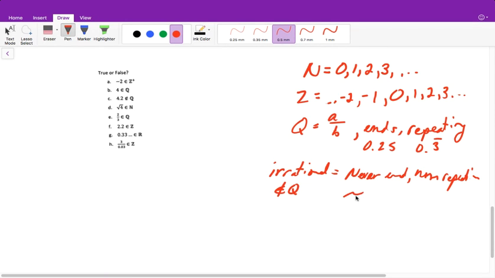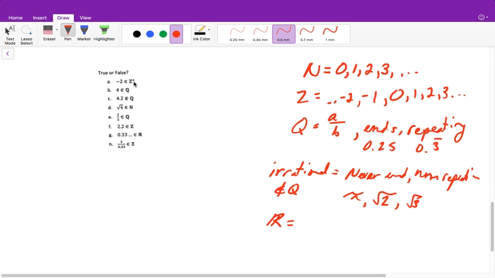So pi, we know that decimal never ends. It's non-repeating. Any square root that's not a perfect square, so square root of 2, square root of 3, they're non-repeating, never ending, and so on. And it also can't be written as a fraction, so it's irrational. And then real numbers are anything that can be written on a number line. So it's any real number, any number that we're working with right now. So let's just go through these.